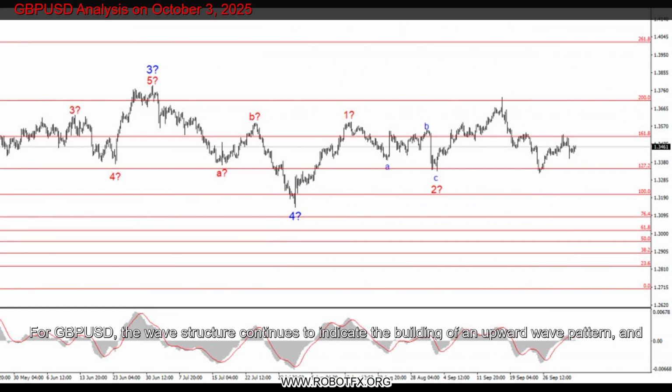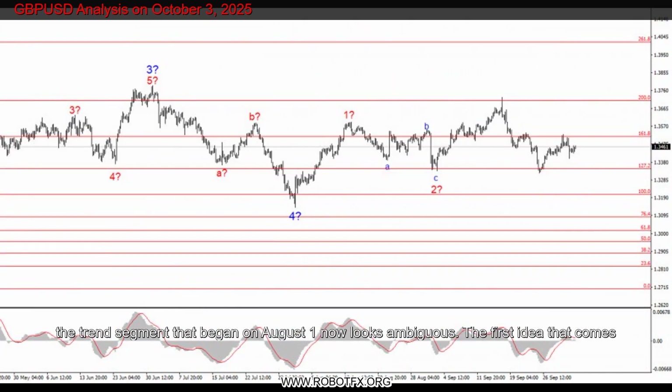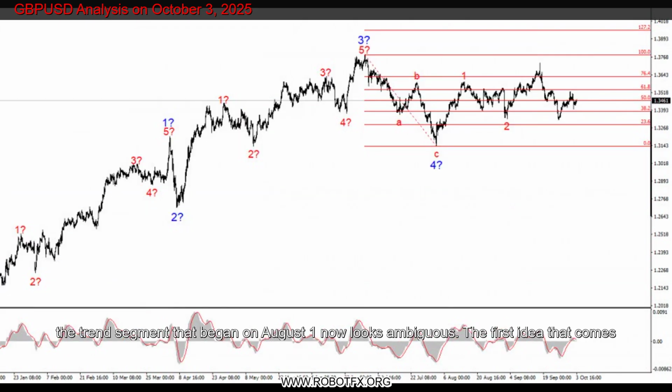For GBPUSD, the wave structure continues to indicate the building of an upward wave pattern, and it has not changed over the past week. The pound has fallen too much recently, so the trend segment that began on August 1 now looks ambiguous. The first idea that comes to mind is a complication of the assumed wave 4, which could take the form of a three-wave structure, with each of its subwaves also made up of three smaller waves.